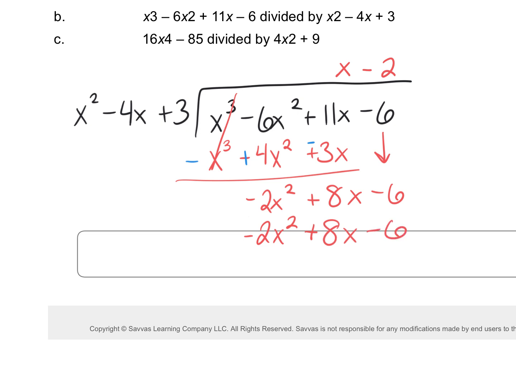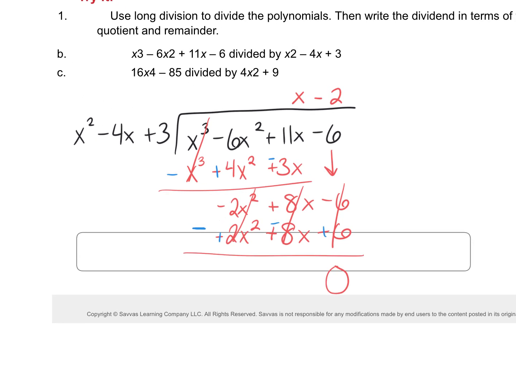What do I do? X minus 2 and then remainder or something. I need to subtract first. So switch all of these signs. Those cancel. These cancel. 8 minus 8, cancel. It's negative 6 plus 6, cancel. So what do I have as my remainder? 0. So what is my answer? X minus 2 is your answer.